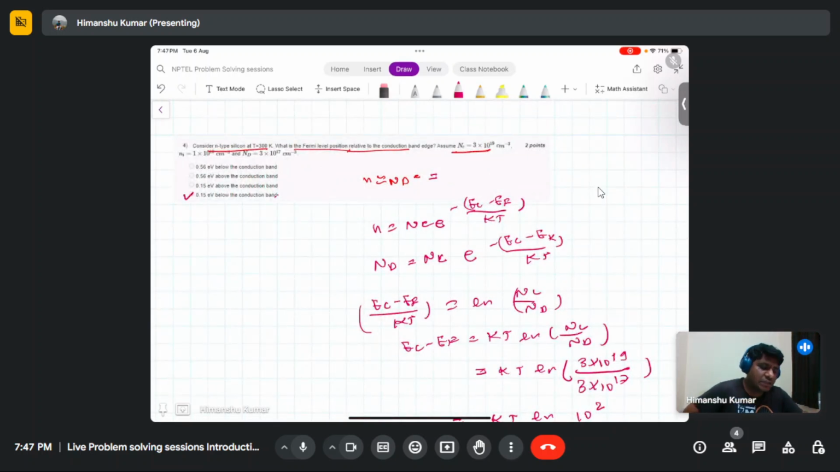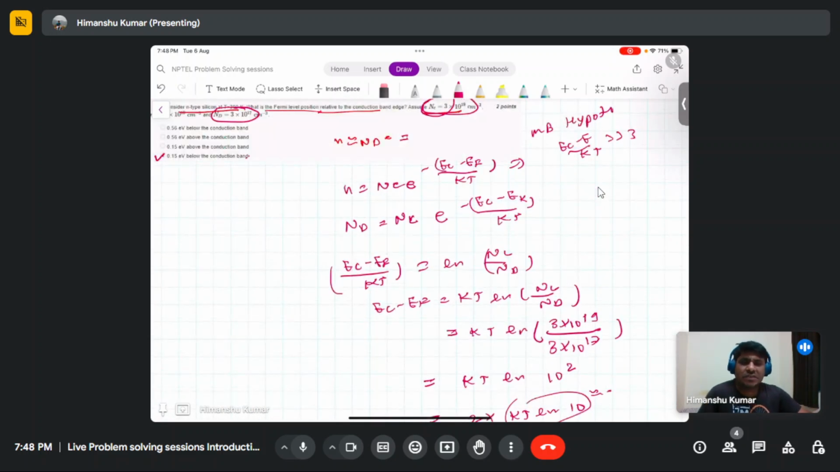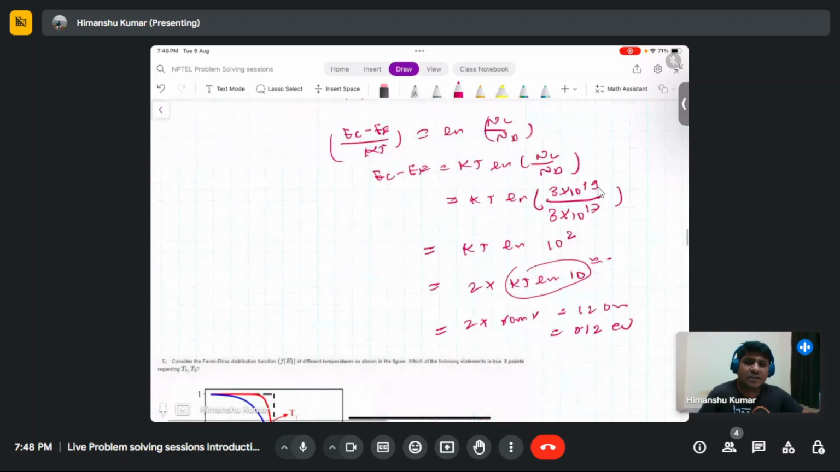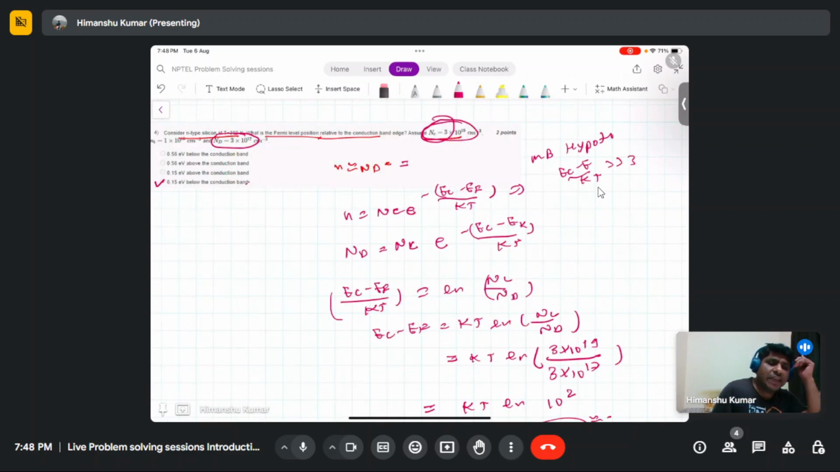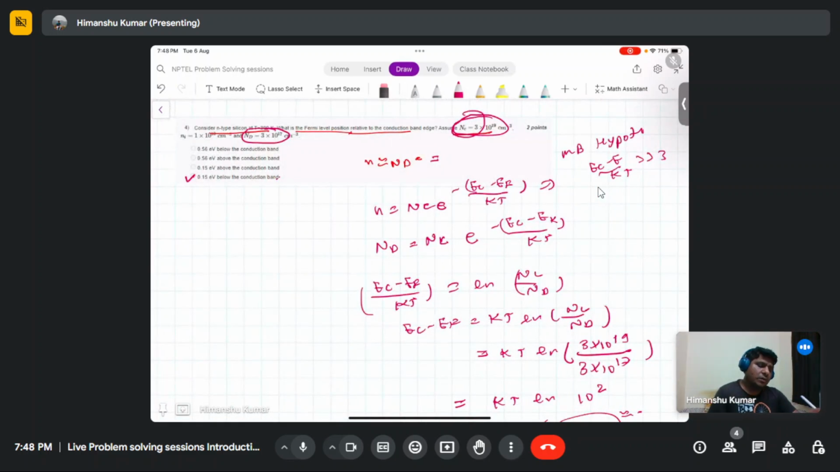conduction band. Above the conduction band is not possible because the doping is significantly smaller compared to the Nc. This formula is valid for the Maxwell-Boltzmann approximation, and this is valid only if Ec minus Ef by kT is greater than 3. So here Ec minus Ef is 0.12 electron volt and kT is 25 milli electron volt. Even here we find that it is much larger compared to 3 times kT, which is 75 milli electron volt. So our assumption and this formula is valid. The Fermi level will not approach the conduction band, and this approximation is valid in this case.